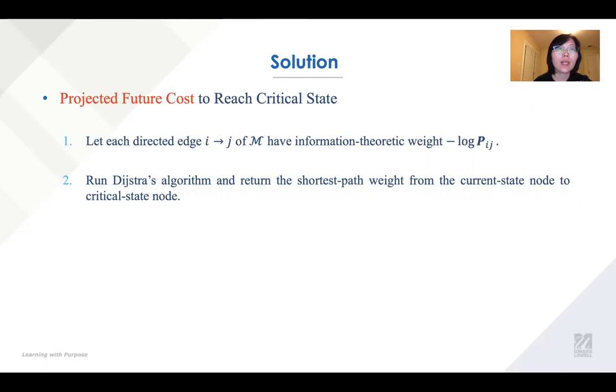Let each directed edge i to j of M have information-theoretic weight negative log probability ij. They run Dijkstra's algorithm and return the shortest path weight from the current state node to the critical state node. The sum of those two costs is the total cost of the current trajectory to align and reach the goal.